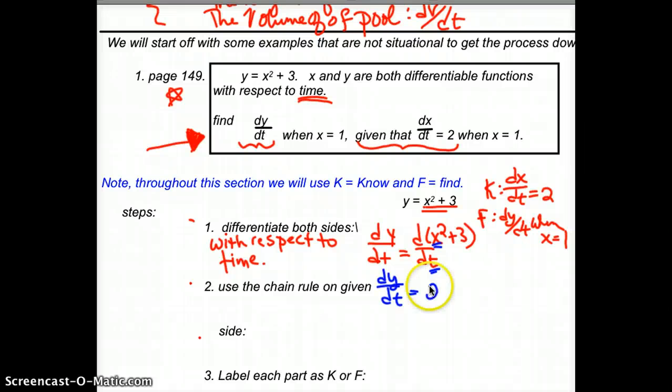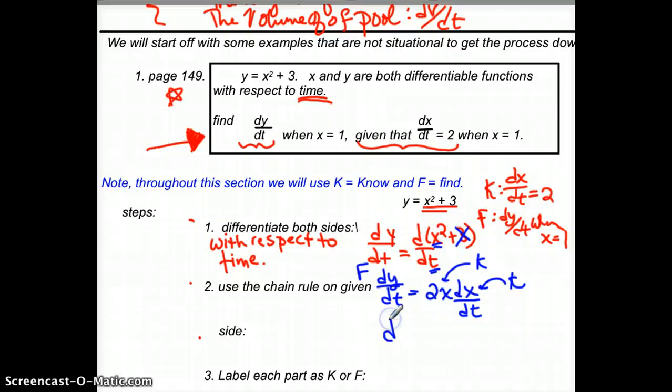So I'm going to say it's twice x, but then I need to do x with respect to time. And again, it's also plus 3, but the derivative of a constant is always 0 regardless. So I'm going to point at this. I know this because they gave it to me. So it says label each part as K or F, and I need to find this. That's optional. You don't have to label them. I just like to do it.